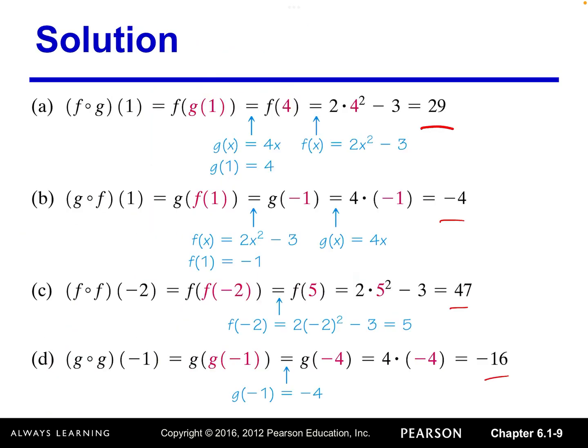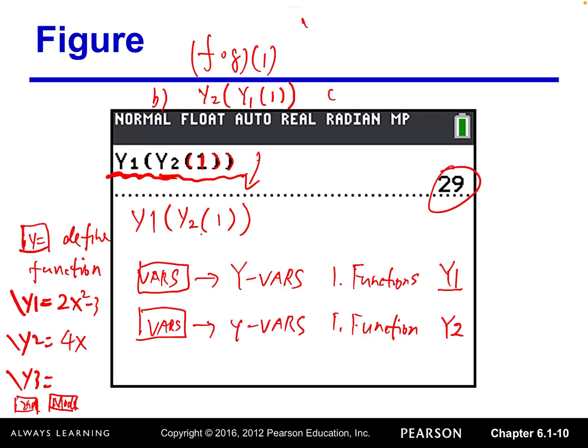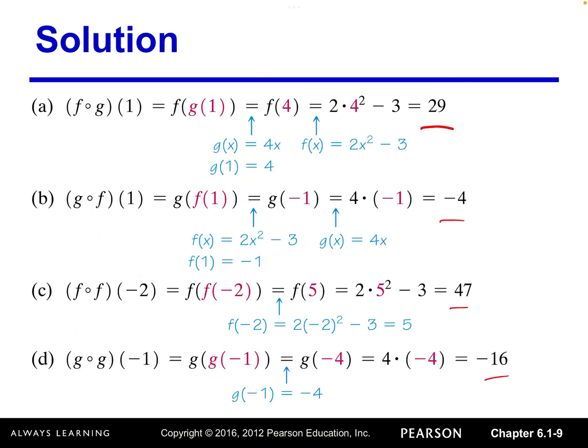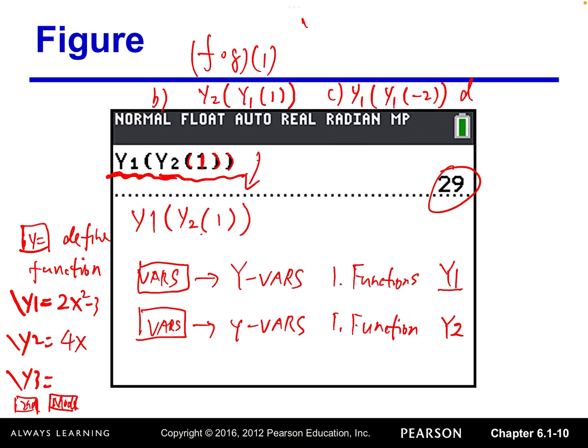C is f of f of -2, right? For C, you need to put in the calculator y1 parenthesis, y1 parenthesis, -2, close the inner parenthesis, close the outer parenthesis. And then D is g of g. For D, we need to call y2 and then parenthesis, y2 parenthesis, -1, close the inner parenthesis, close the outer parenthesis. All right, give it a try.